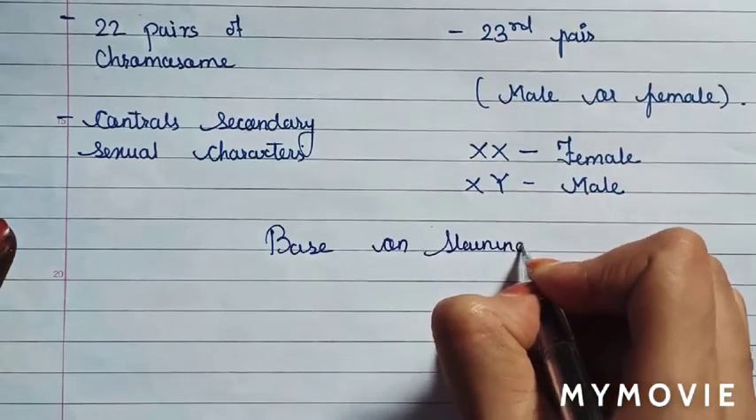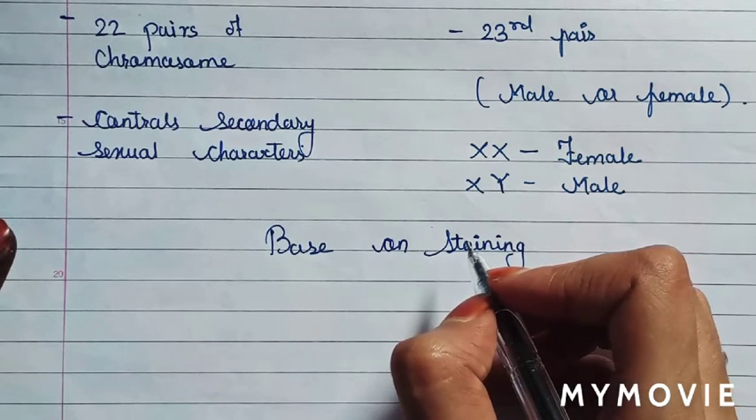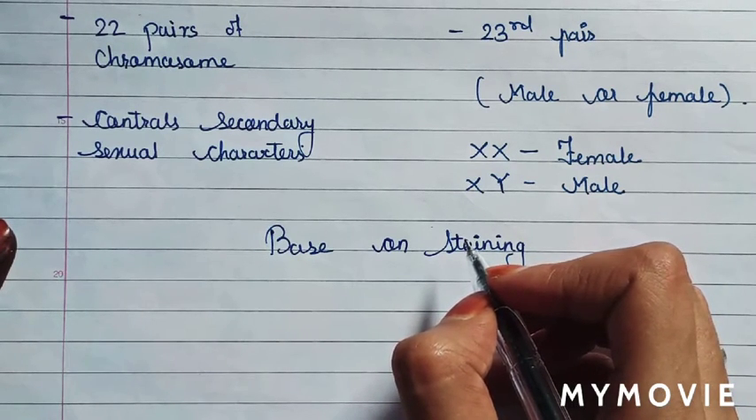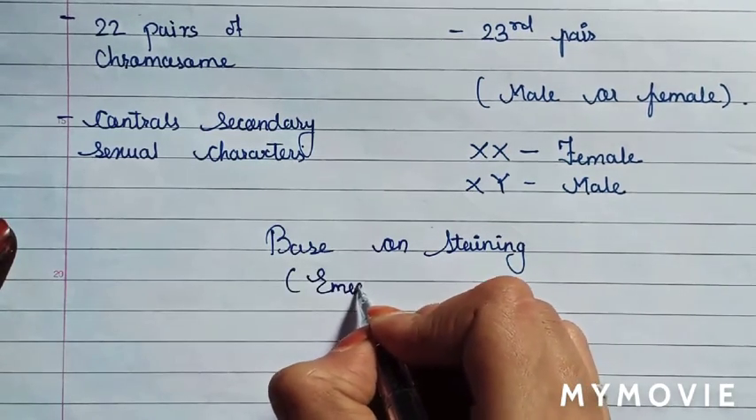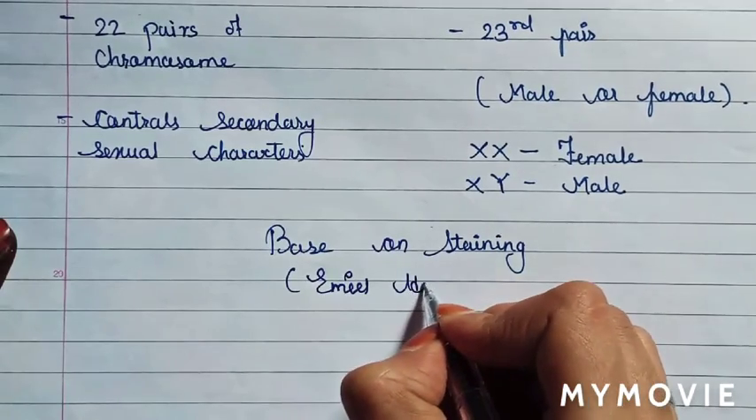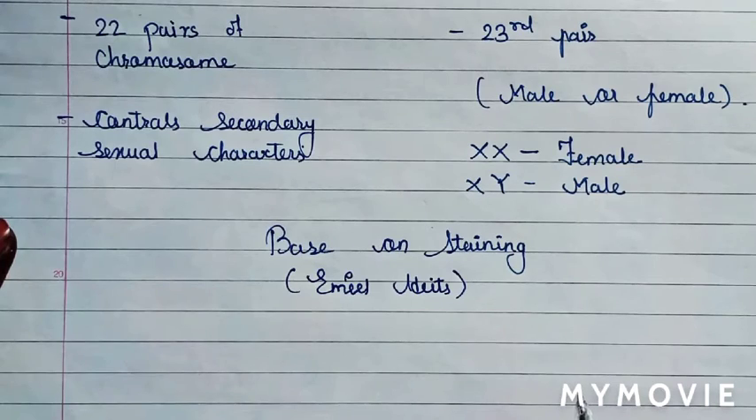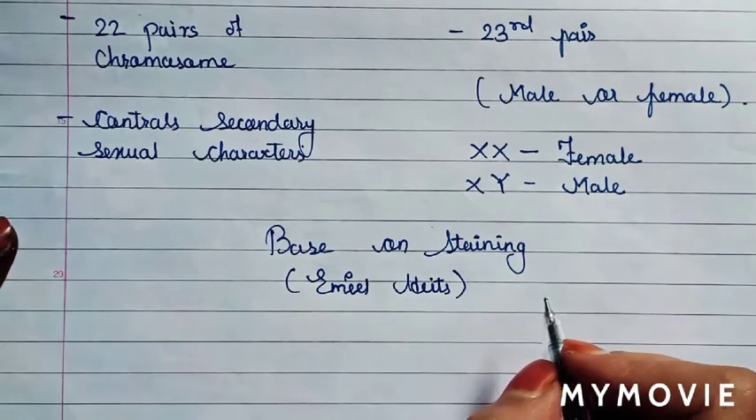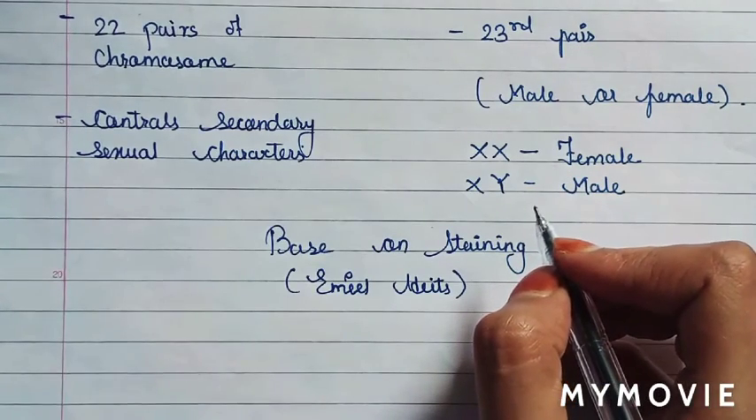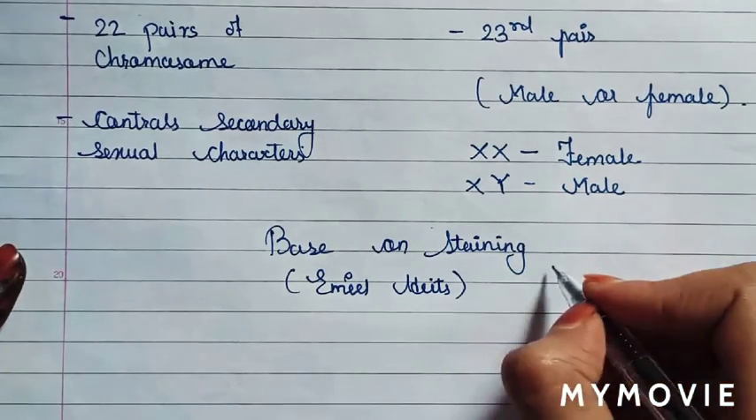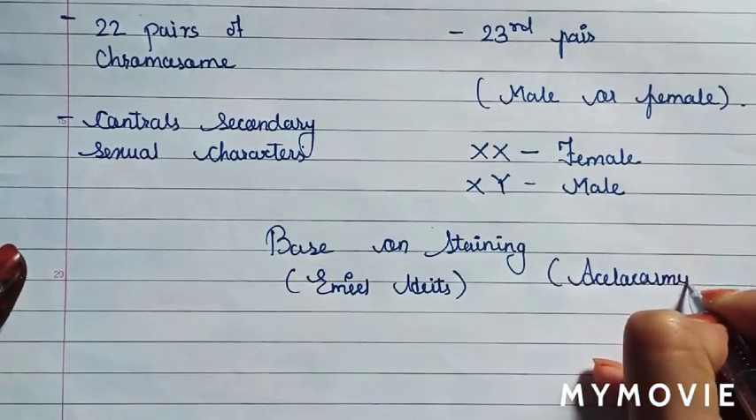The first scientist who observed this heterochromatin and euchromatin is Emil Heitz. So we will write the scientist name, Emil Heitz, who observed this heterochromatin and euchromatin. These chromosomes are stained by the stain acetocarmine. So the stain is acetocarmine.